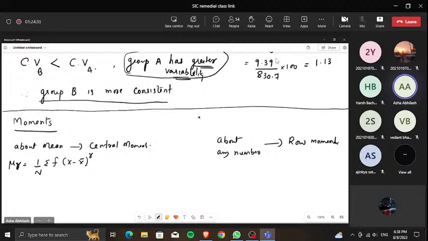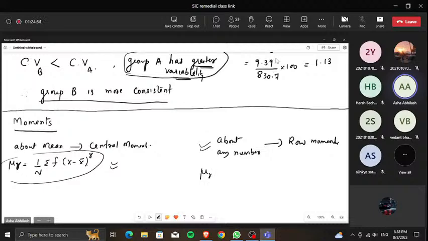Okay, so this calculation is quite difficult if you are calculating it directly. That's why we are using these raw moments. With the help of these raw moments, we will find these central moments. So what is the corresponding definition of raw moments, if this is the definition of central moment?